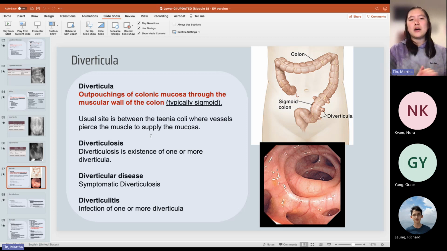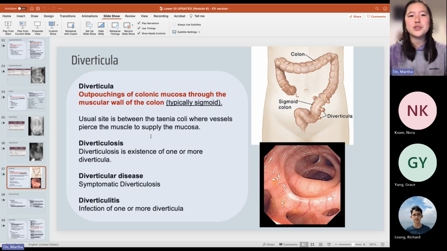So now talking about diverticula and diverticular disease. First things first, it's crucial to differentiate each of these things that have been listed here with definitions. So having diverticula in itself isn't necessarily a bad thing. It can very much, and most often is, asymptomatic.